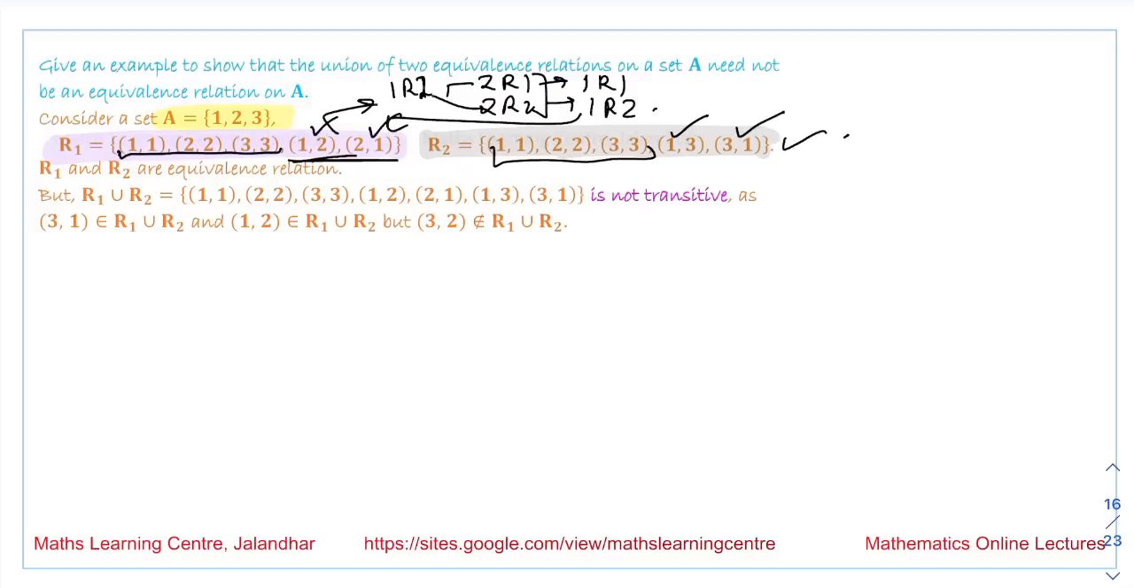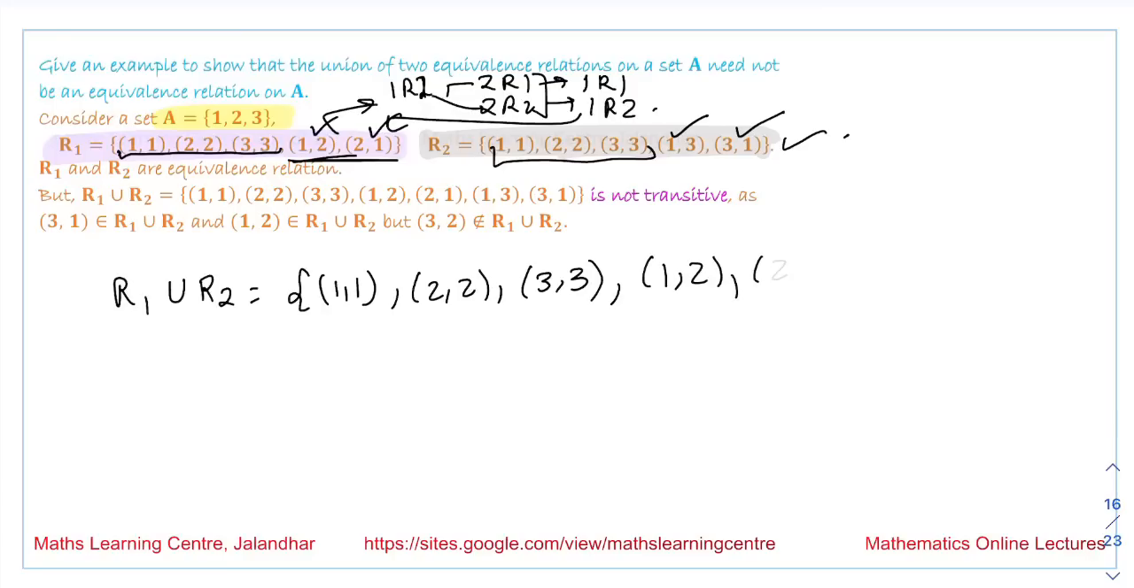Now if we write the union of these two, we have R1 union R2, that will be (1,1), (2,2), (3,3), then (1,2), then (2,1), (1,3) and (3,1). Now clearly (1,1), (2,2) and (3,3) are there. For (1,2), (2,1) is there. For (1,3), (3,1) is there. It means this relation R1 union R2 is symmetric as well as reflexive.